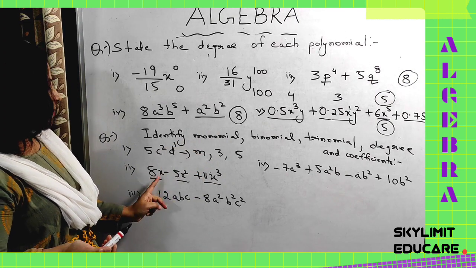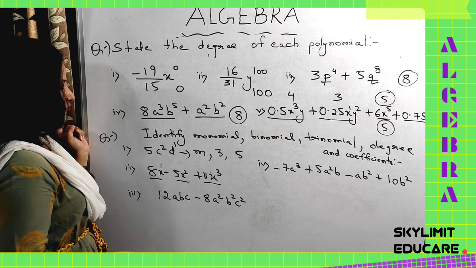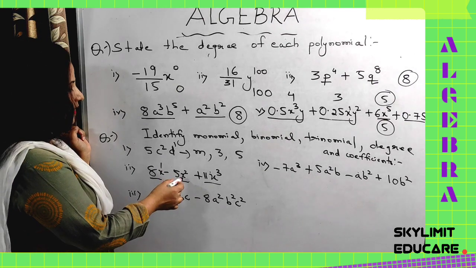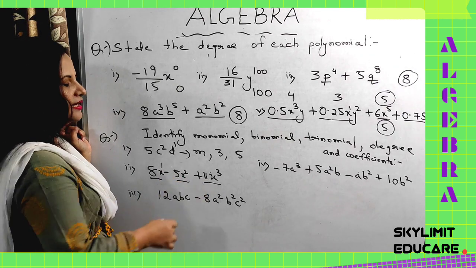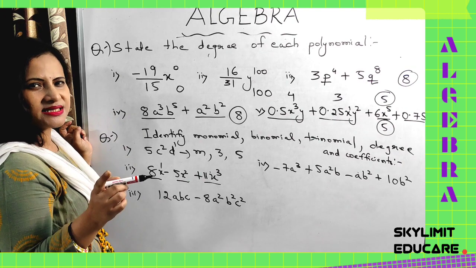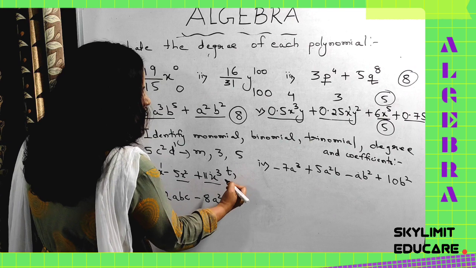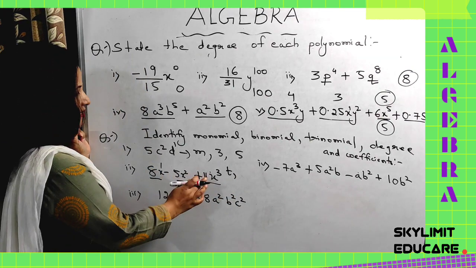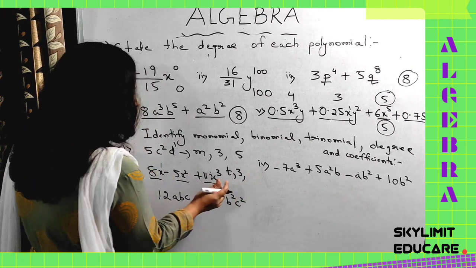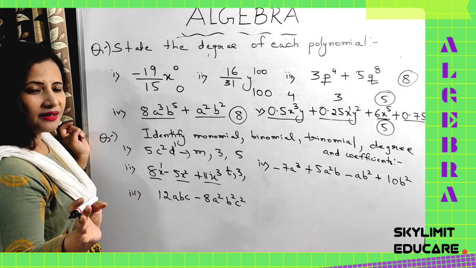Now what is the degree of this trinomial? Let us see. Here x has the power 1. For the first term the degree is 1. For the second term the degree is 2. For the third term the degree is 3. Which is greatest? 3 is the greatest one. So firstly it is a trinomial. Then what is the degree? The degree will be 3 because the highest power is 3.